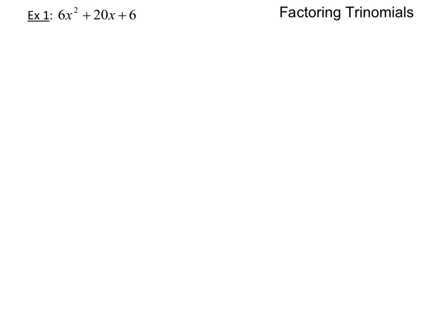This is B3. In B2, we talked about factoring by grouping. To do that, you need 4 terms, but here we're only going to be given 3 terms. So we need to know how to handle this situation as well.